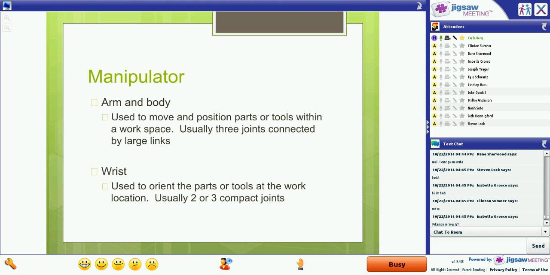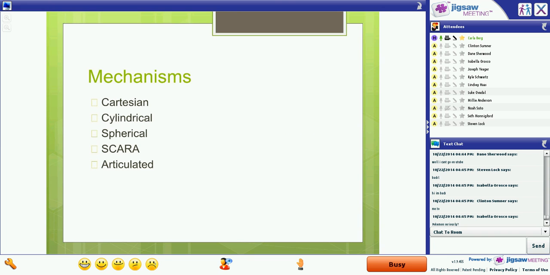Now, when we talk about these manipulators, we are talking about what I would call old robots. Robots used in industry, robots that are doing a certain task. I'm not talking about a robot that's diving down into the ocean to find something. We're talking about robots that have an industrial purpose. So they have an arm and a body, and they also have a wrist. The wrist is used to orient the parts or tools at the work location. And this is usually 2 or 3 smaller joints.